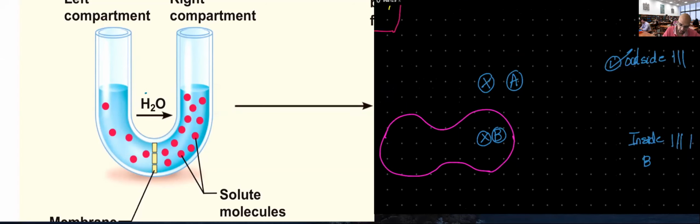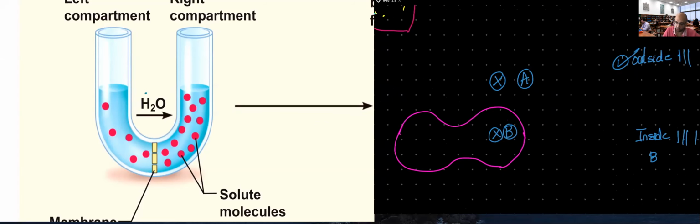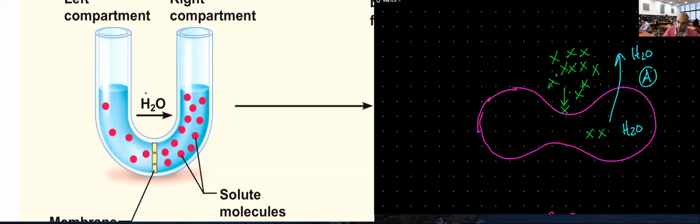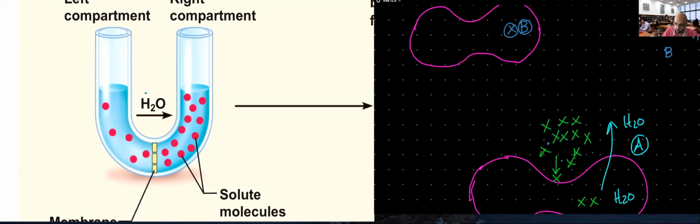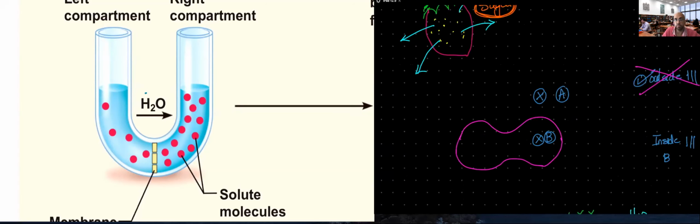Which one would you be picking now? Which side should have higher concentration of solute, inside or outside again? It cannot be outside. Remember why? Because if I did have high solute outside, the water is going to be leaving the cell and the cells will shrink. So which one is the correct answer now?